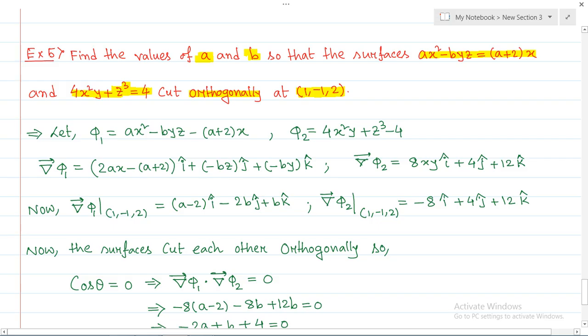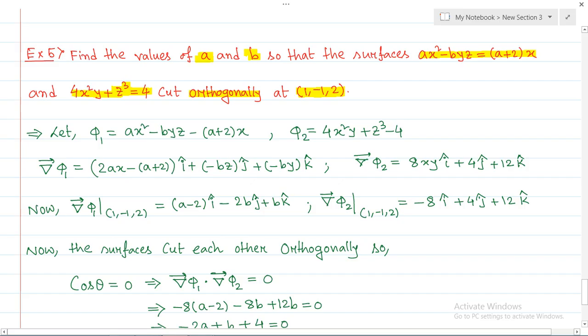What is the meaning of orthogonal cut? The orthogonal cut means that the surfaces are perpendicular to each other, so the angle between the surfaces is going to be 90 degrees. If the angle is 90 degrees, cos 90 degrees is 0, so cos theta is going to be 0 whenever they cut each other orthogonally.